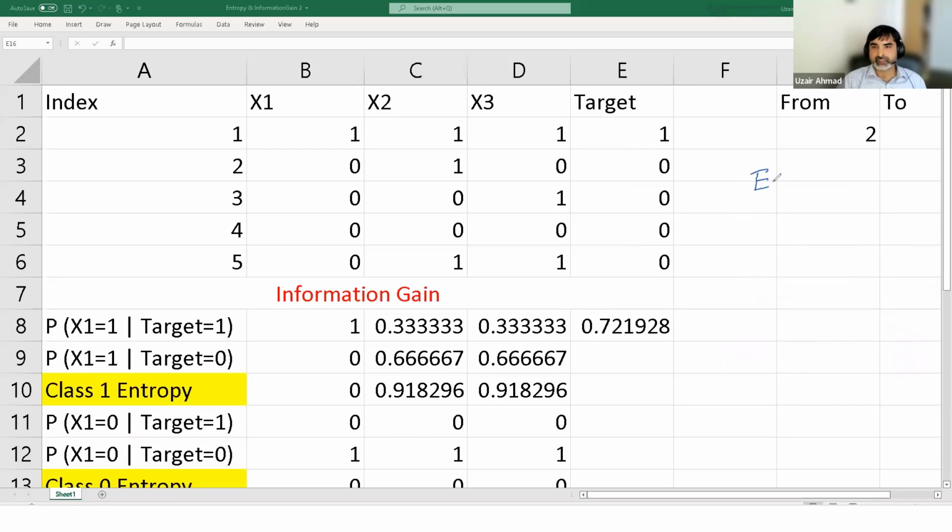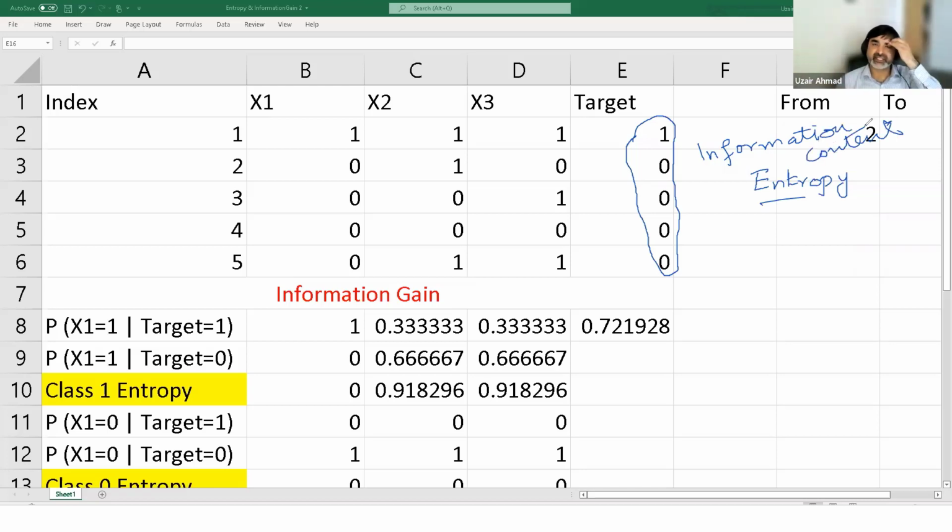Entropy is a measure of impurity. It measures how much information we have in this variable. If all values are the same, no information. If there are many different values, there is some information we can learn from it. The information content of a variable can be measured using entropy. The more impure the data set is, the more uncertain we are.